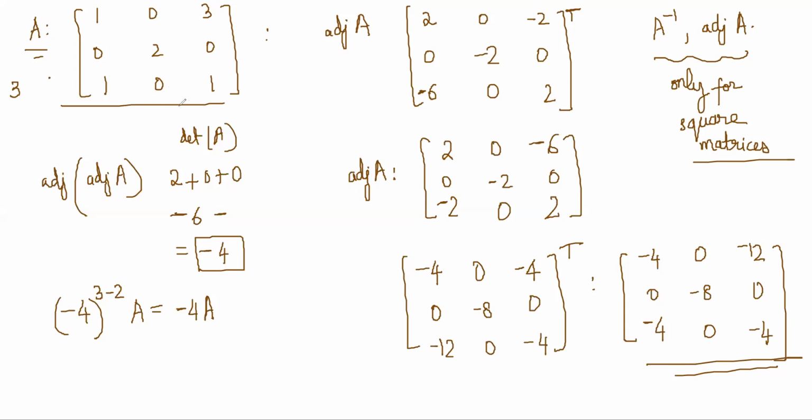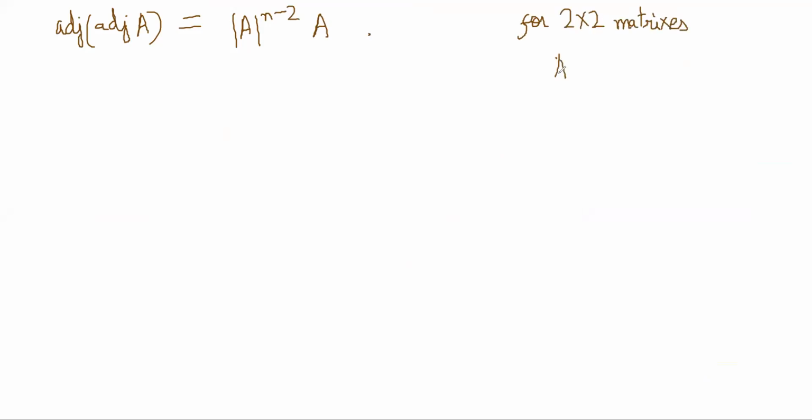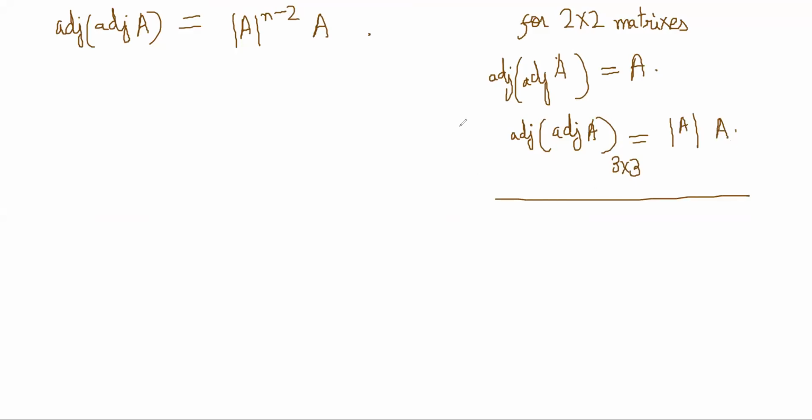Is it clear? Adjoint of A had come as this. Correct? So the property we have confirmed for multiple types of matrices: adjoint of A is equal to det of A to the power n minus 2 into A. So for 2 cross 2 matrices, adjoint of A is same as A. And for 3 cross 3 matrices, which is what you are likely to see most of the time, adjoint of A will just be det of A into A, right? Correct?